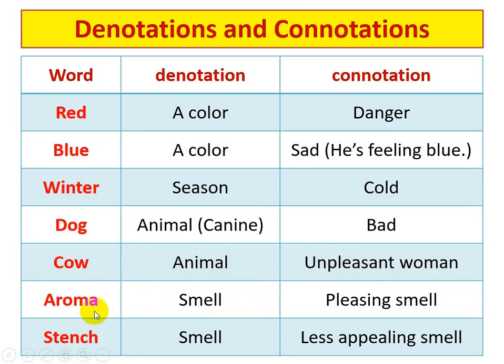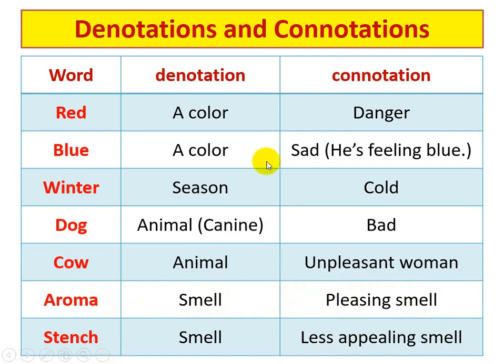Take nouns such as aroma, which means smell, and the same meaning can be expressed using the word stench. So aroma and stench have the same denotation, which is smell. But aroma associates a pleasing smell, while stench associates a less appealing smell. So here, take care, two words have the same denotations but have different connotations.